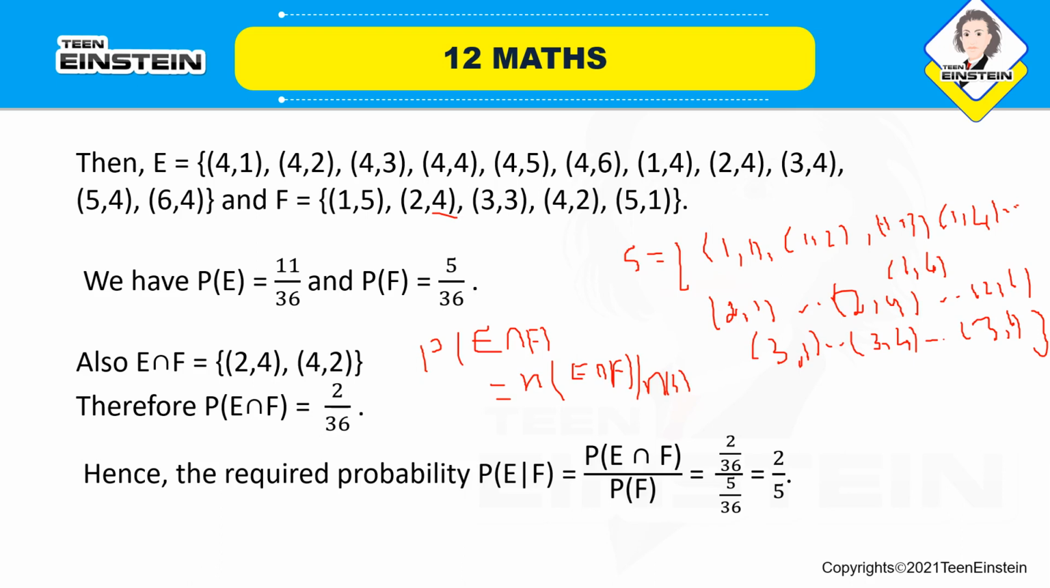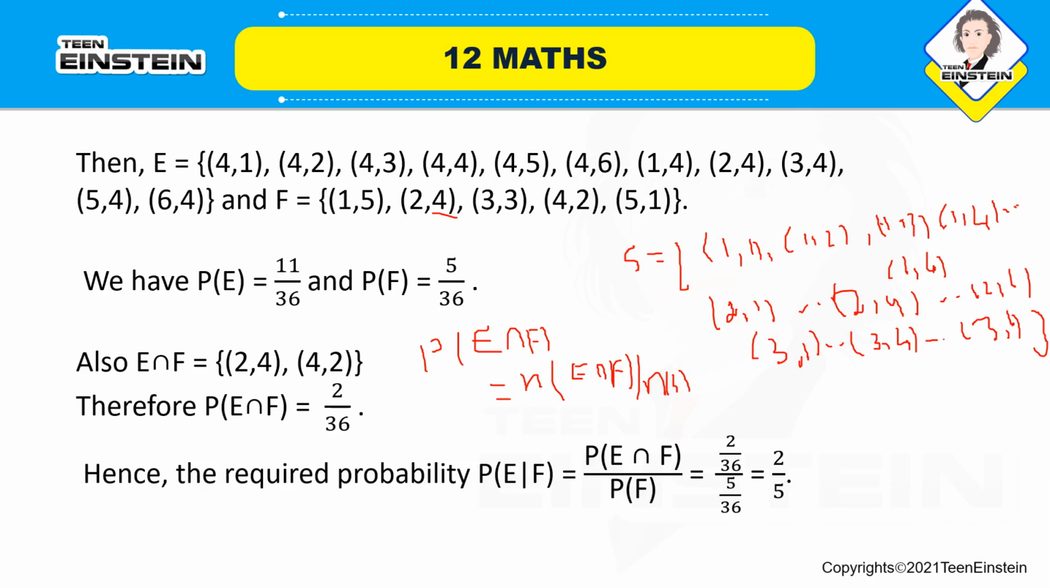So what is N of E intersection F? Number of elements in the intersection is 2, right? 1, 2. So this is 2 by, what is N of S? Number of elements in S, that is 6. Already I have told, right? Because a die is thrown 2 times. So number of elements in the sample space is 36. So P of E intersection F is 2 by 36.